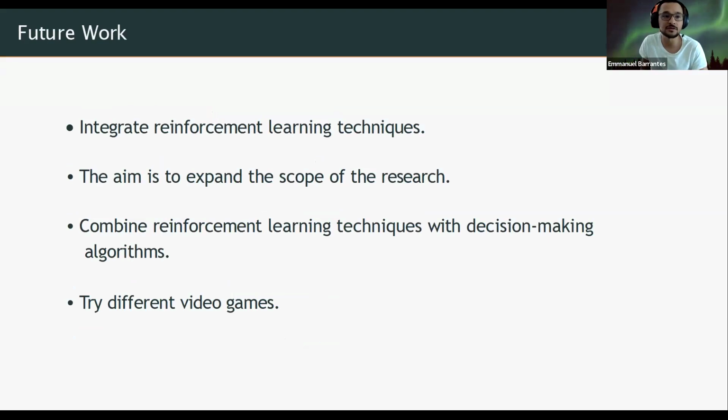For future research, we plan to integrate reinforcement learning techniques instead of using decision-making algorithms. We seek to expand the scope, maybe not just build a workbench, going even further in the game. We want to combine reinforcement learning techniques and decision-making algorithms, and also try this method with other video games.